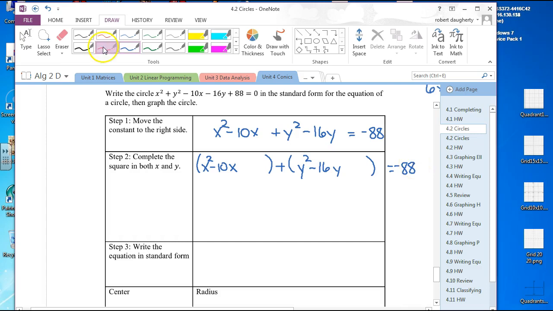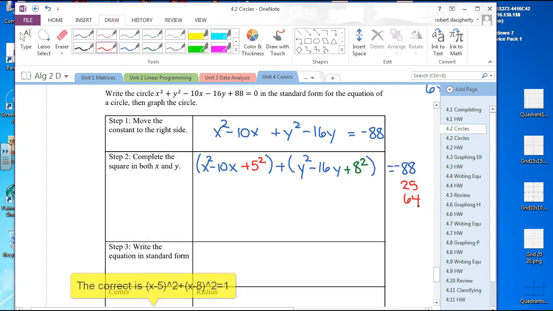To complete the square, looking at the x variable, I look at the negative 10. All I need to figure out is what half of that number is, which is 5. So you're going to add 5 squared. And then if I look at the y variable, what's half of 16? That's 8. So I'm going to add 8 squared to both sides. Now what have I done? On the left side of the equation, it looks like I have added 25 and I have added 64.